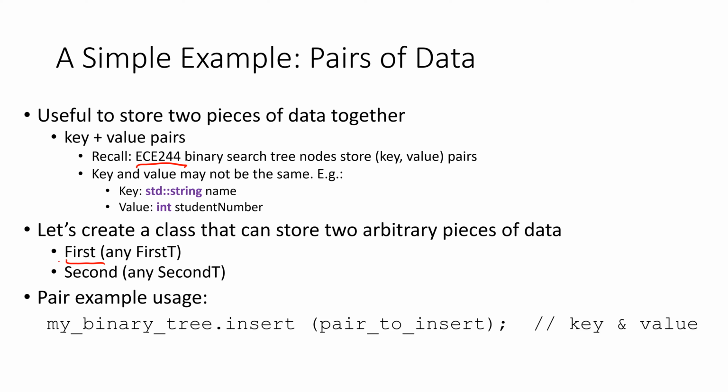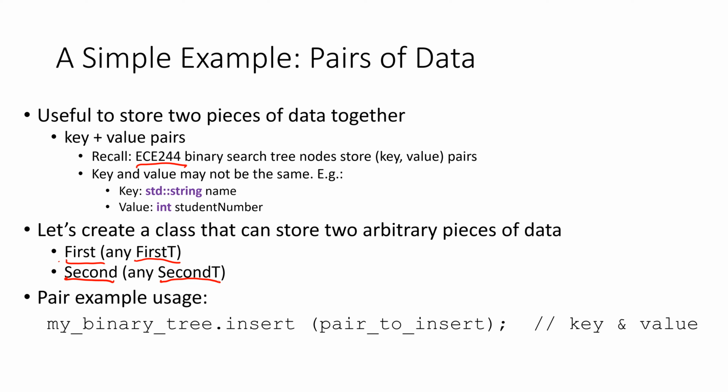So we're going to call them the first and the second. The first is of any type we want; we'll call it first T. And the second is of any type we want; we'll call that second T. This data type is often called a pair because it just groups 2 things together. You can ask for dot first, you can ask for dot second.